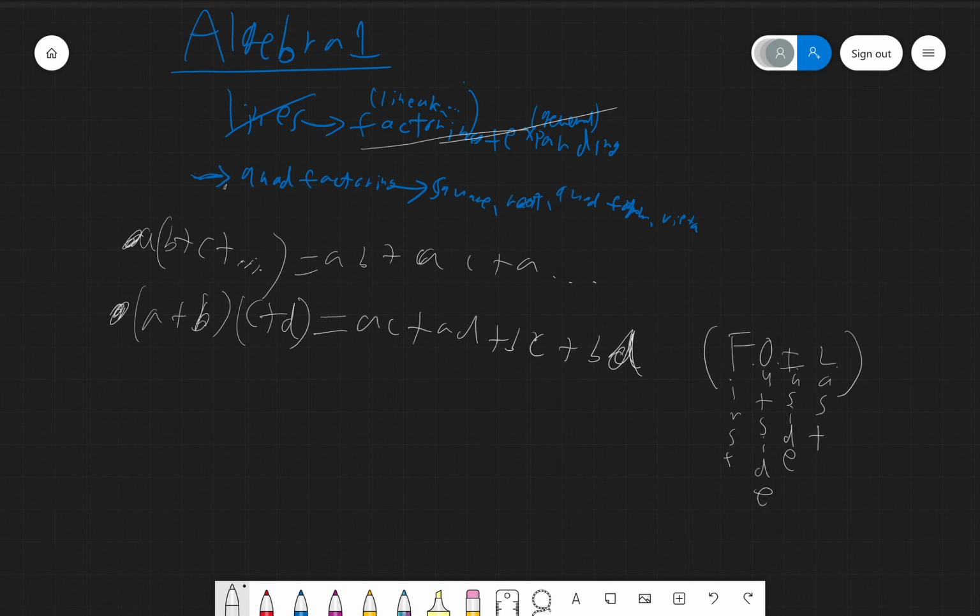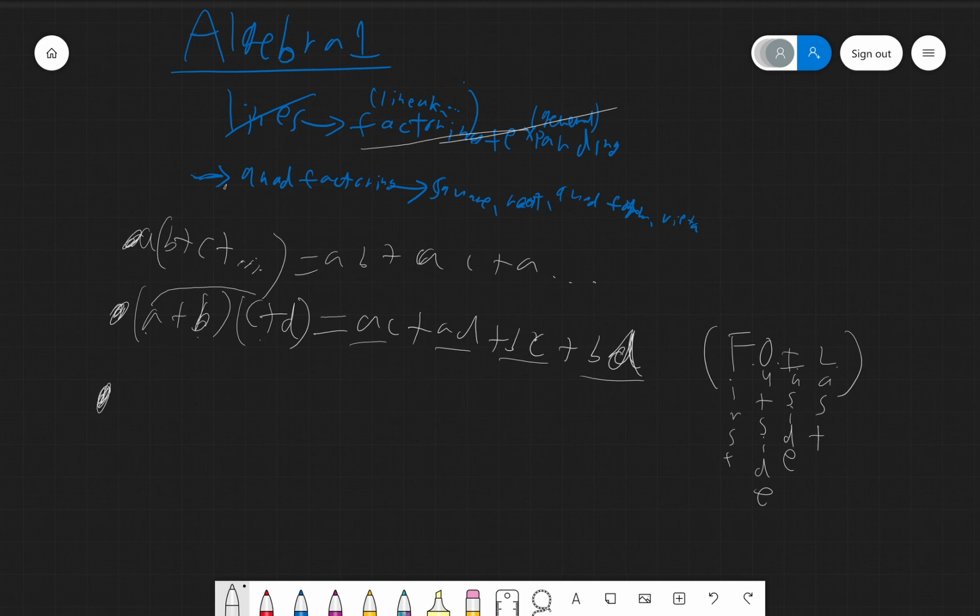First means that we do the first terms. So we have A and C, so we have AC. Outside means the outside terms, so it's A and D, that's the outsides, AD. Then the inside, B and C, so BC. Then last, B and D. Right? Simple.